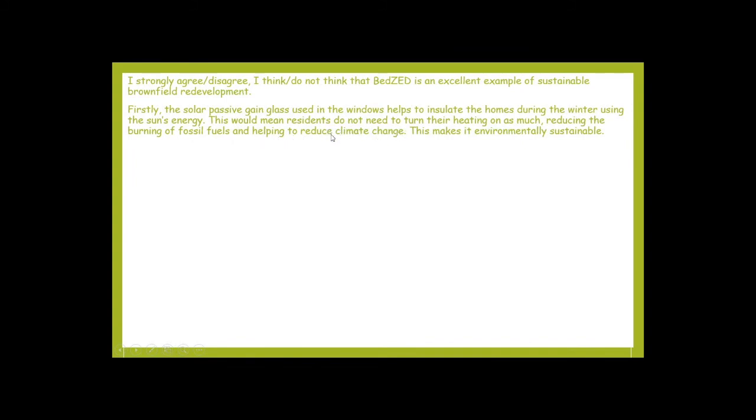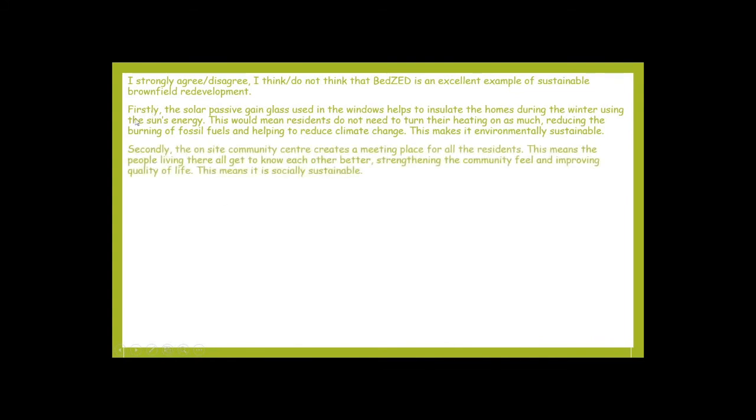Now, this is an 8 marker. 8 markers are marked in bands. To get into the top band, which is band 4, you need to refer to wider concepts. So if you can refer to the water cycle, nutrient cycle, or in this case climate change, that's what they want to see. This makes it environmentally sustainable. Tick, I've covered one aspect of sustainability.